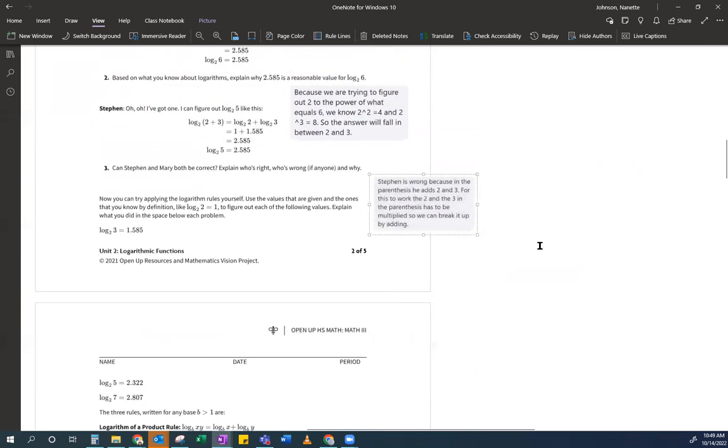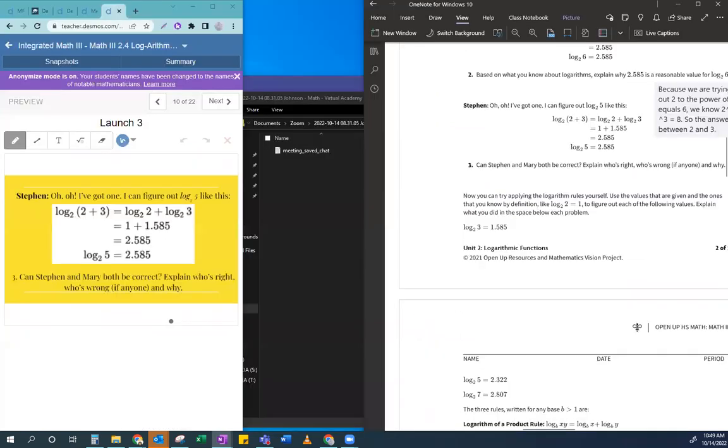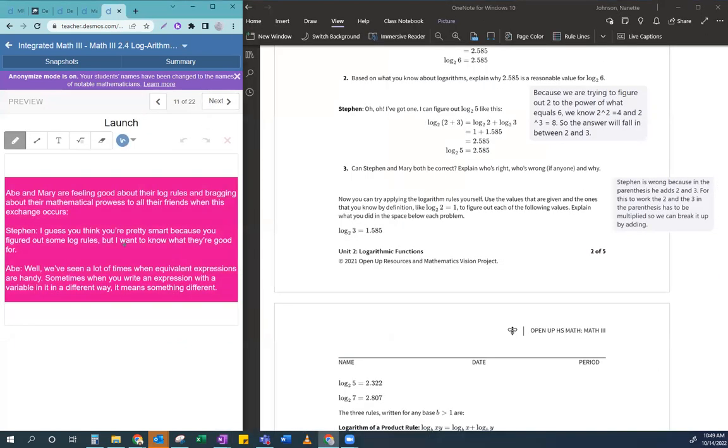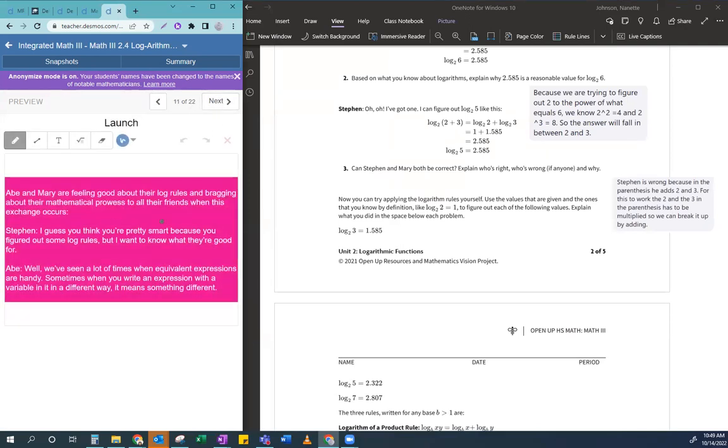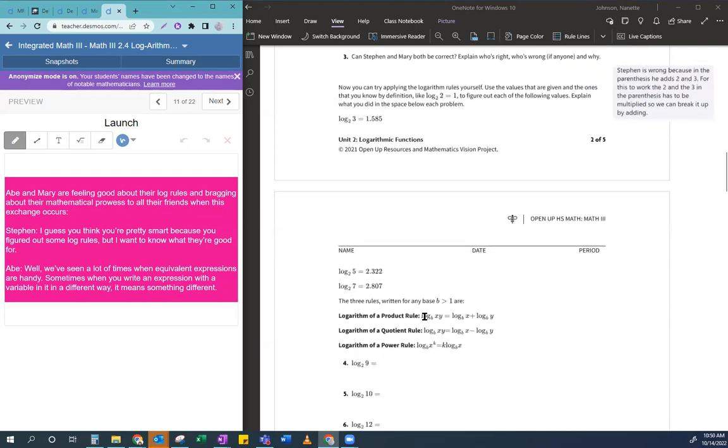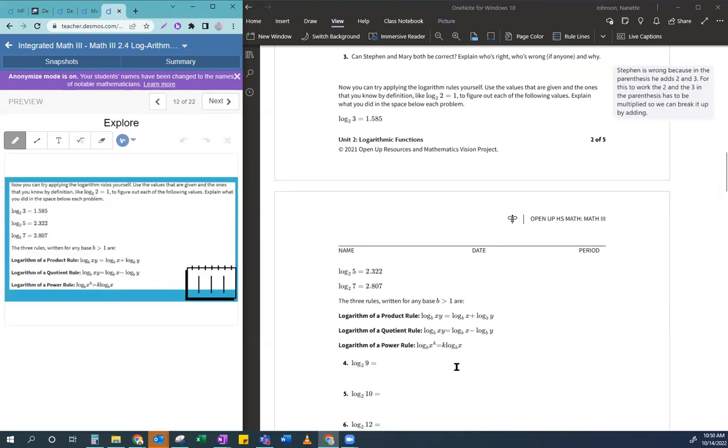Okay, so it says, now you can try applying the log rules yourself. Use the values that are given and ones that you know, like log base 2 of 2, to explain the following. So Abe and Mary are feeling good about their log rules and bragging. Oh, wait, this is a repeat. Sorry. Here you go. So the 3 rules are here.